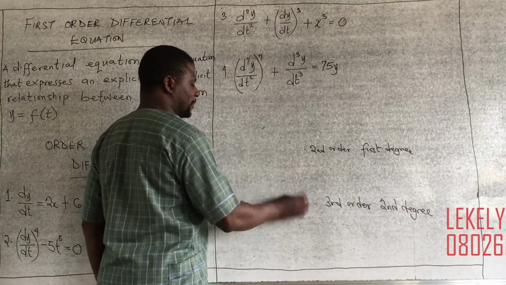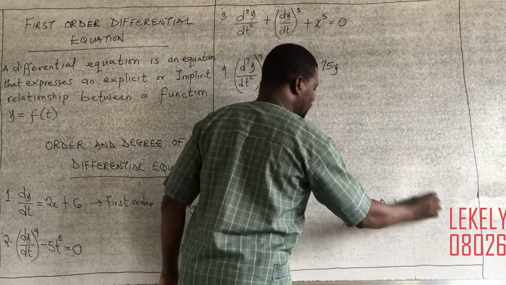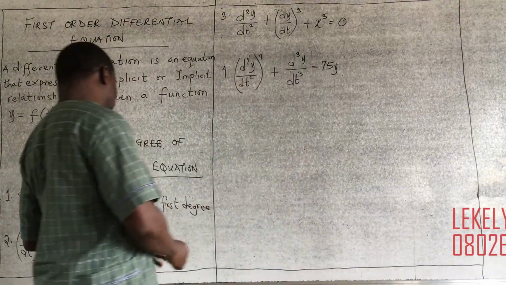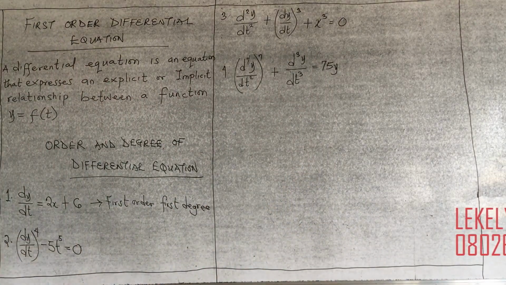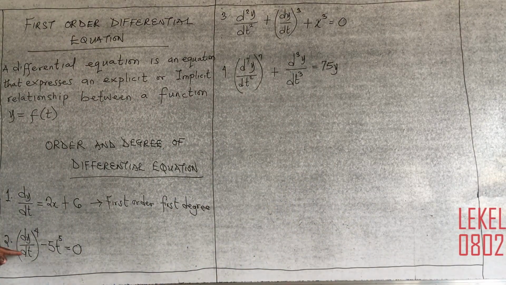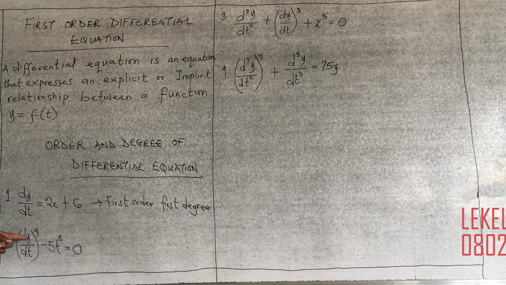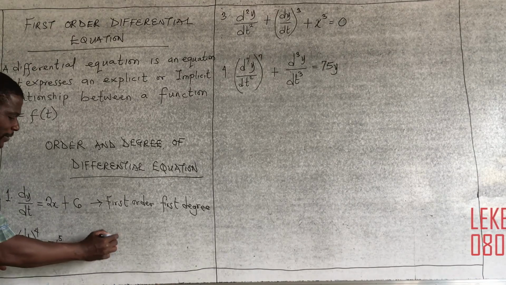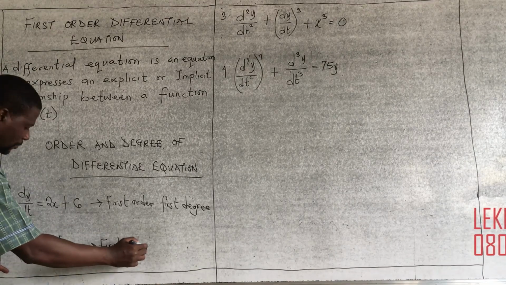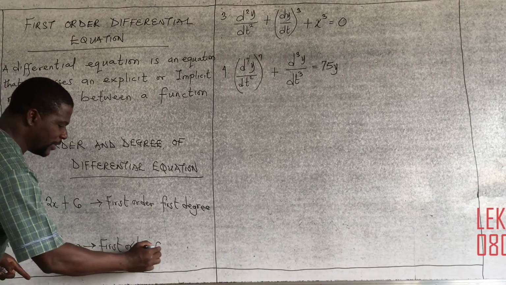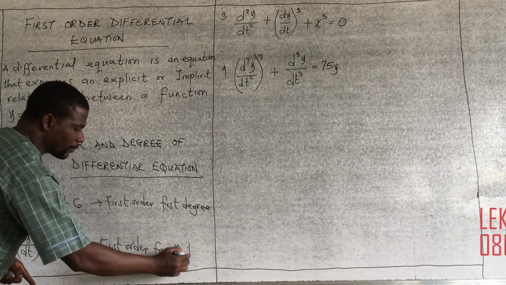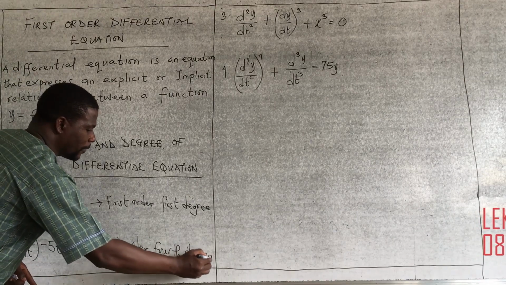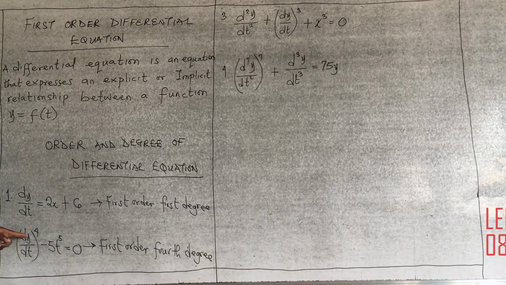Now, having said that, let's try to do this. Look at this. Here now, I have dy dt. I don't have anything here, so it's like saying I have 1. So this is first order, fourth degree. First order, fourth degree, because that's the power.